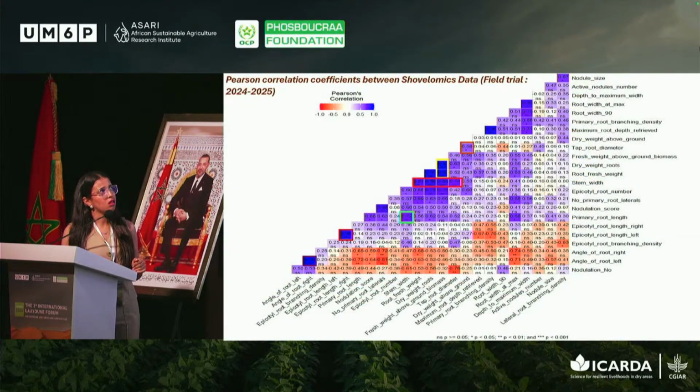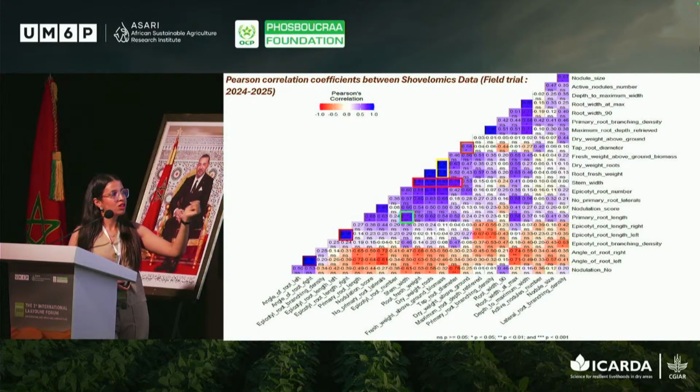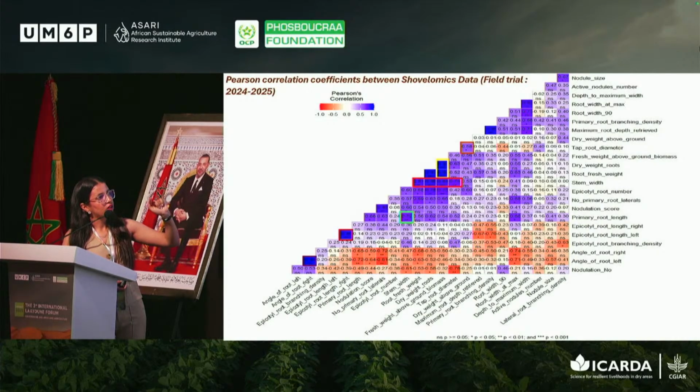Here is the correlation between the phenomics data of this year. Some correlations are still consistent between years, especially stem width, which correlates strongly with root dry weight, also with top root diameter, and we have a strong positive correlation between stem width and primary root length.